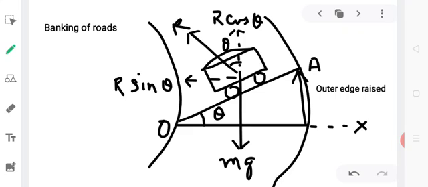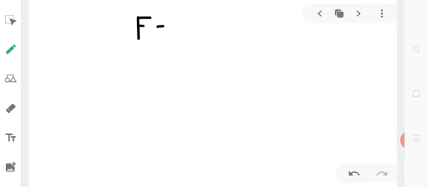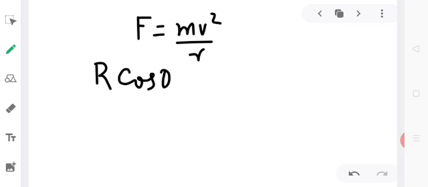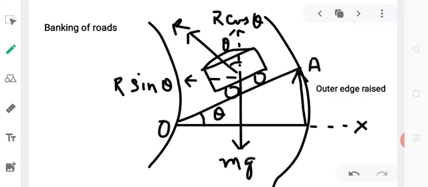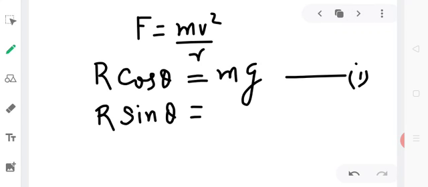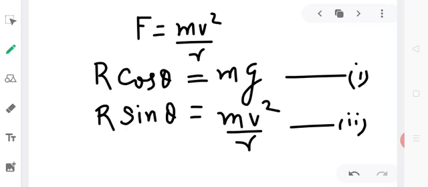If v is the velocity of the vehicle over the banked circular road of radius r, then centripetal force required F will be given by mv square by r. Now in equilibrium, R cos theta balances the weight, so it will be equal to mg. Let's mark it as equation 1. And R sin theta provides the necessary centripetal force. You can see in the picture. R sin theta provides the necessary centripetal force, so that should be equal to mv square by r. Let's mark it as equation 2.